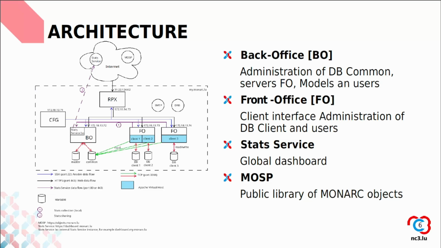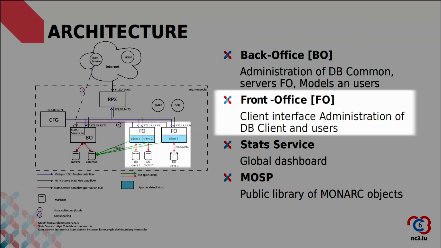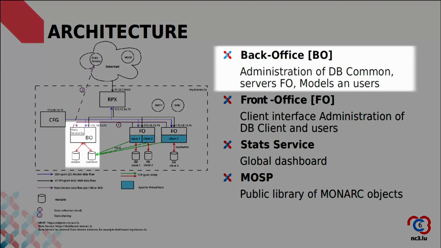Considering the architecture of MONARC, there are four different components. The front office, which is what we will concentrate on in the next video. The front office is the principal interface to do some risk analysis. The back office is more a way to handle multiple front offices and administrate them efficiently. You should have a back office if you need to deploy and configure multiple front offices of MONARC.